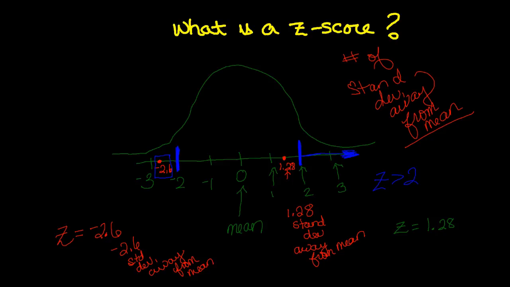So that's how you know how many standard deviations you are away from the mean. You look at your z-score because that is counting how many standard deviations you are away from the mean.